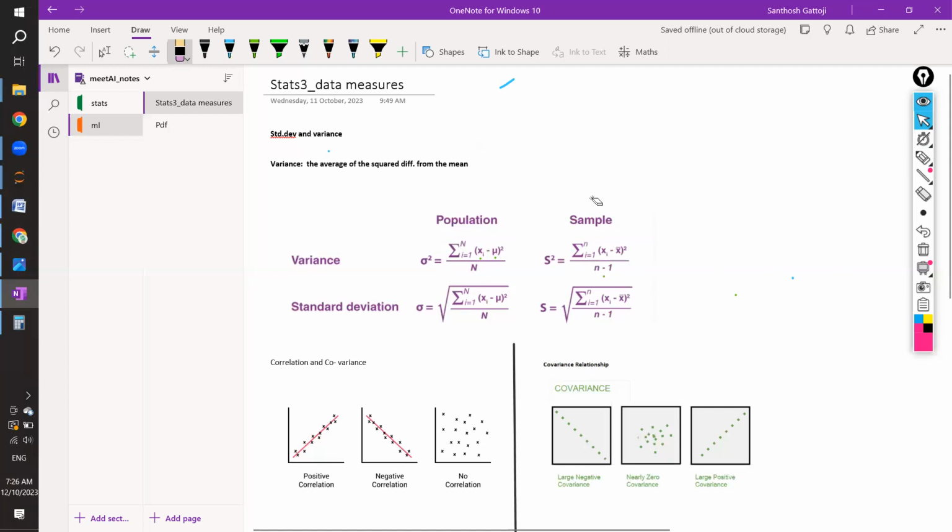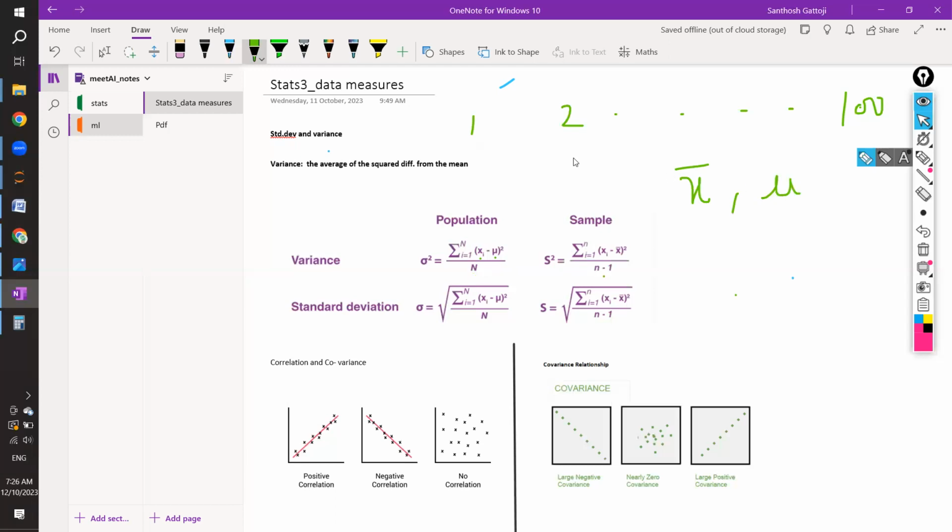The standard deviation is also called the measure of how spread the values in the data set are around the mean. Same thing, but with the square root. What we try to study in the variance is just one point: the spread of the values in the data set around the mean. You have 1 to any number of points, say 100, and a mean x bar, or let's say mu. I want to see the difference of each and every point, how much they are spread around the mean.